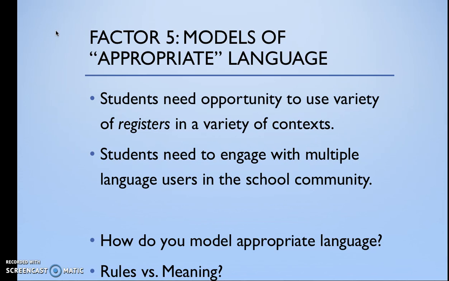The fifth factor that supports oral language development for emergent bilinguals is having models of appropriate language. Now, appropriate language does not mean perfect grammatical language, because grammar is really just about how we're making meaning, right? So it's not about rules and speaking perfectly. It's about students having the opportunity to use a variety of registers and a variety of contexts.